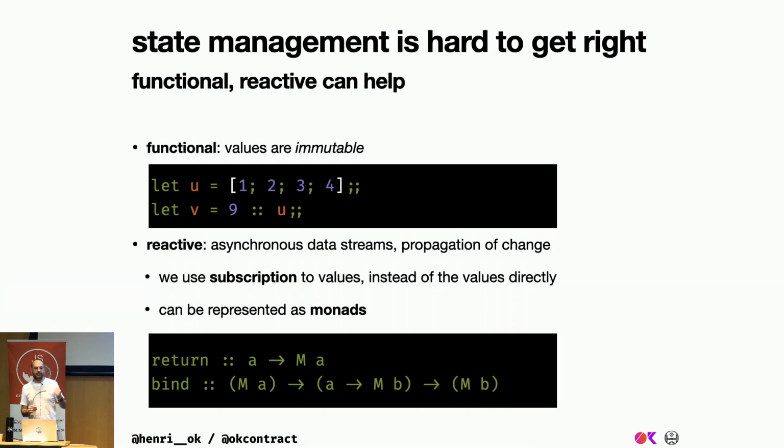We think that functional and reactive can help here. Just to make the definitions clear, and I know that several of you know functional programming, one of the main aspects of functional programming is that values are immutable. For instance, if you define a list U, it will never change. What you can do is construct V, which prepends 9 to that list, but V is a separate value which starts with 9 and then points to U as a list and constructs the appended list.